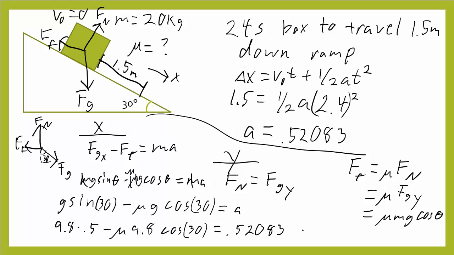From this point it's just algebraic manipulation. I don't really have room on this page and don't want to copy it onto the next. So I'll just tell you, when you rearrange all of that, you end up with a coefficient of friction of 0.516. And the coefficient of friction is unitless. So there you go. That puts it all together. Have a good one. See you next time.